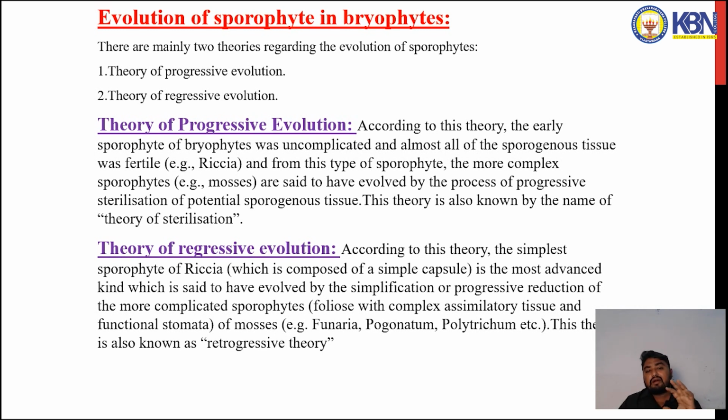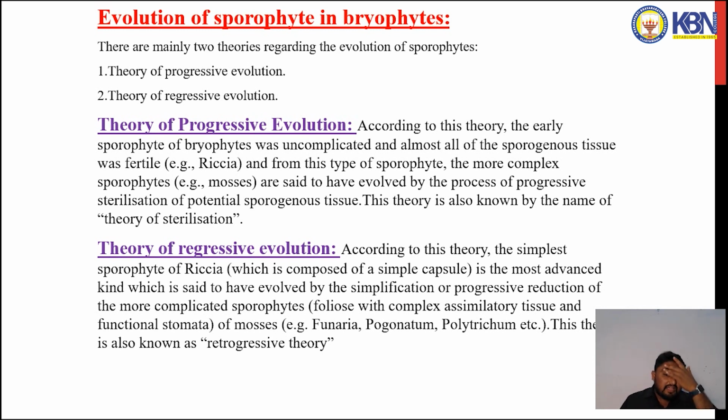Example, Riccia. From this type of sporophyte, the more complex sporophytes are said to have evolved by the process of progressive sterilization of potential sporogenous tissue. This theory is also known as the theory of sterilization. Right, the theory of progressive evolution is the main important theory of sterilization.